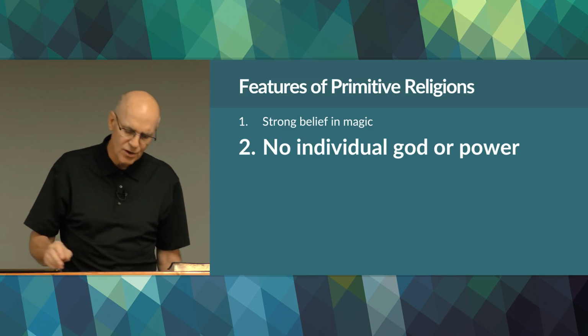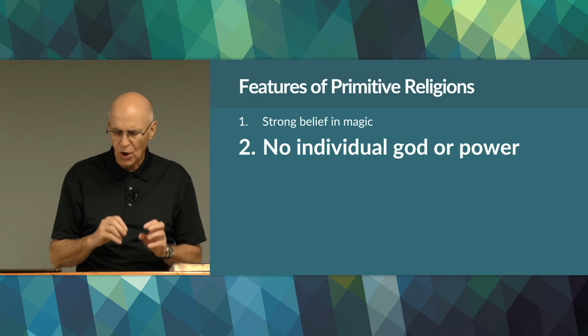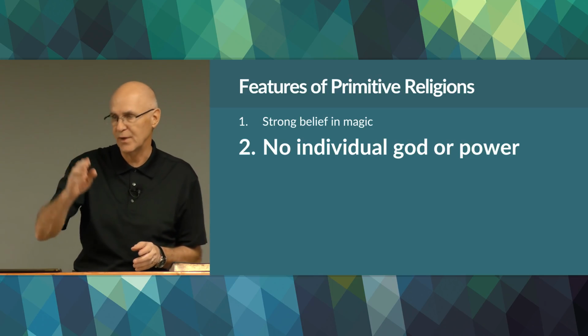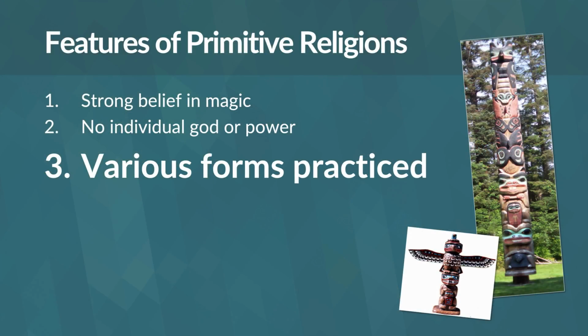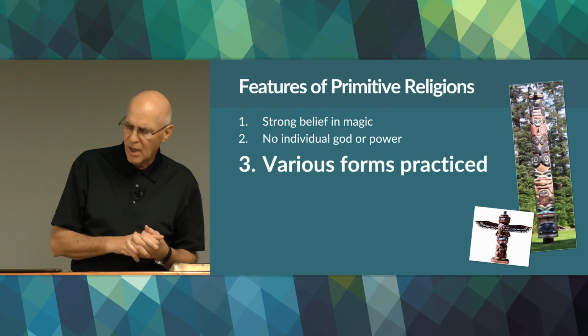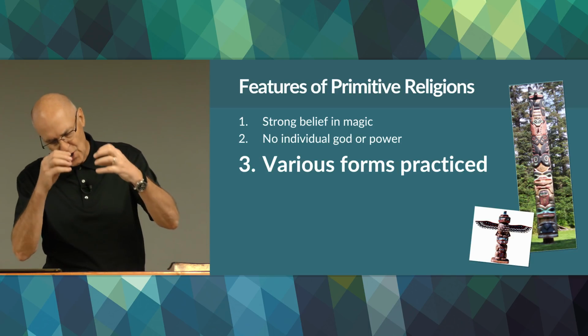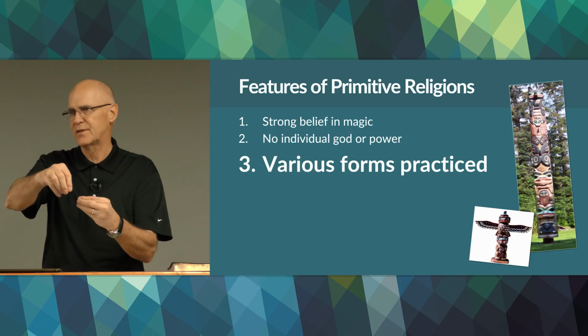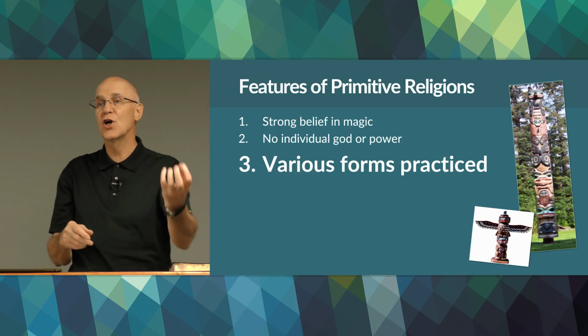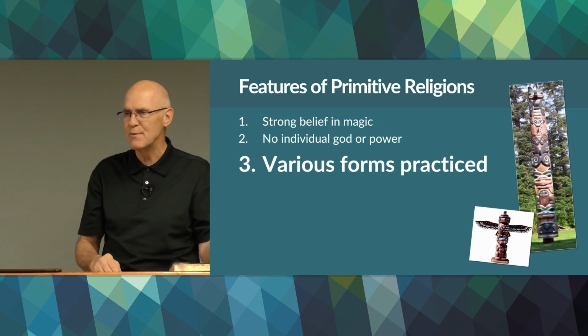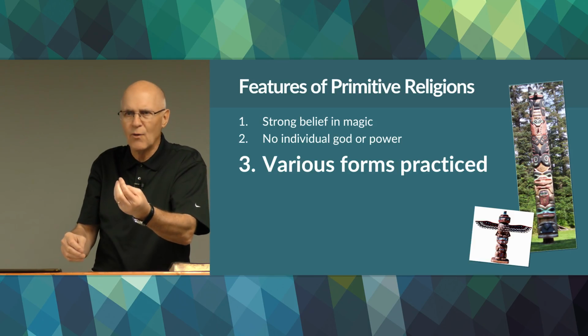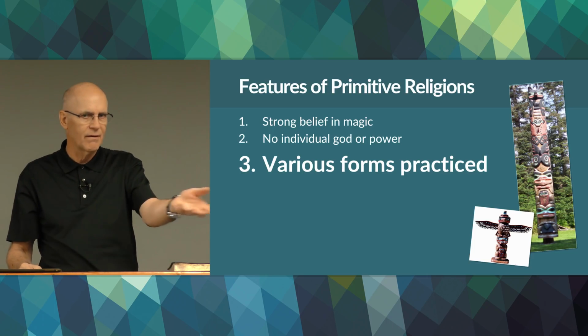In primitive religion, usually there's no individual god or gods or powers. They're spirits, they're forces, okay? And then a third thing about primitive religions is that it's practiced in various forms. And different religions use different ideas. For example, some primitive religions use animism. In other words, they believe that certain objects are inhabited by spirits. So somebody says, my lucky charm. Well, if they're talking about their lucky charm, that's animism. They think that there's some spiritual power that indwells a physical object.